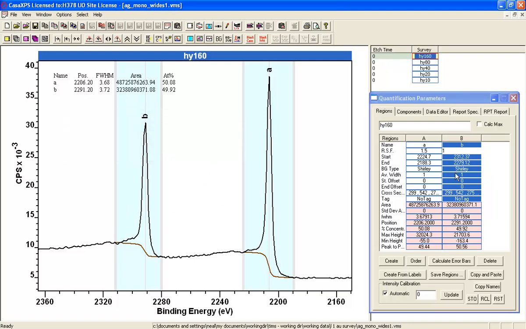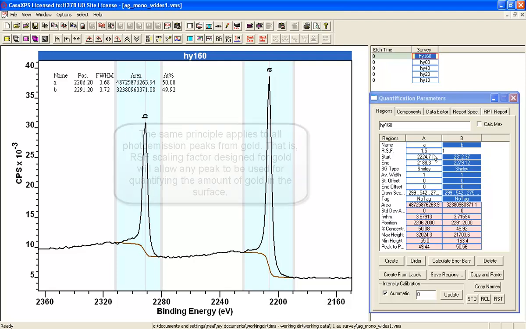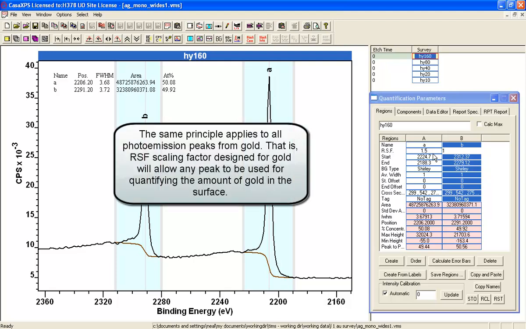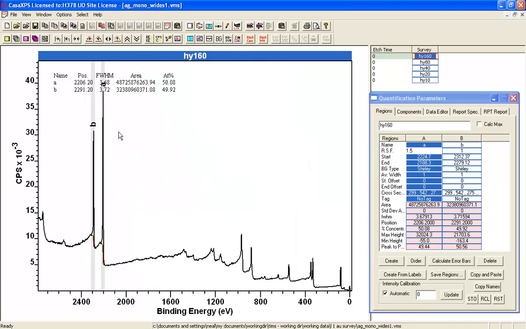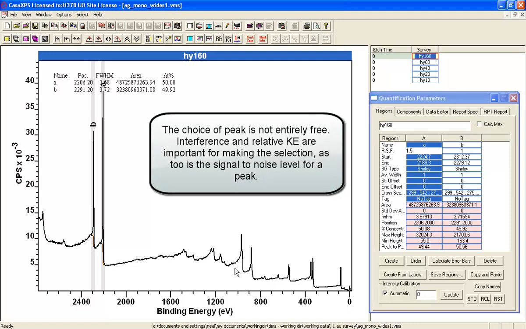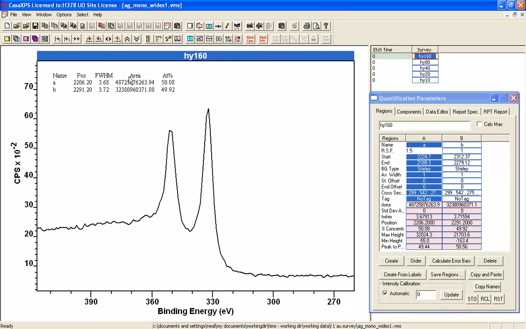And if I can do this for all of the peaks in an XPS spectrum, then I will have a table of scaling factors that will be the relative sensitivity factors for measuring gold, regardless of which peak I choose. So all of these peaks are possible candidates, all emanating from gold, and if I have relative sensitivity, so if I can determine the area of this peak relative to A or B, then I can still measure my amount of gold.